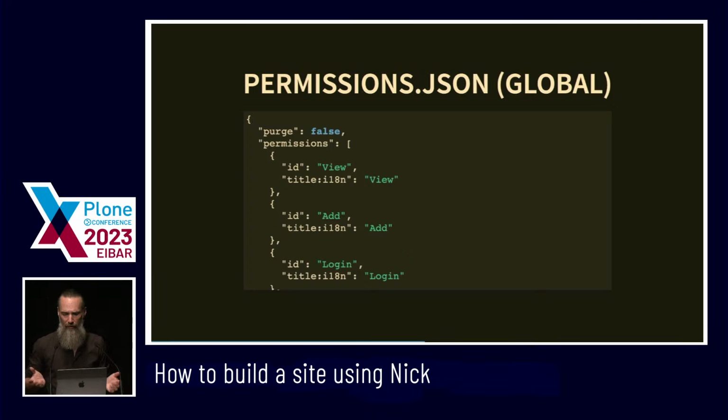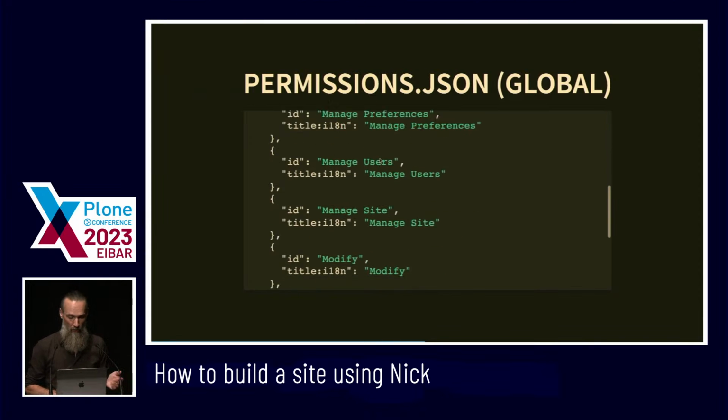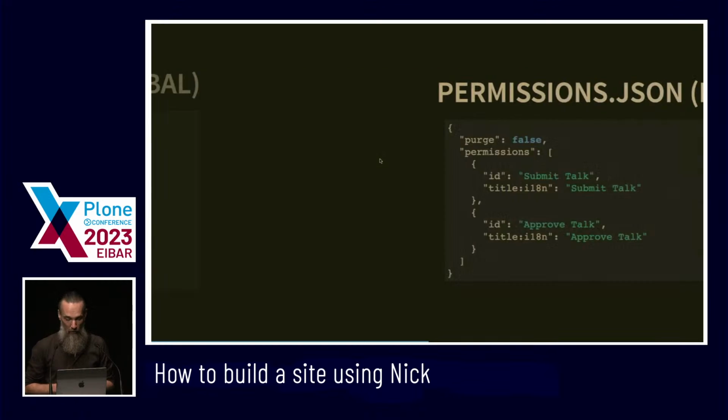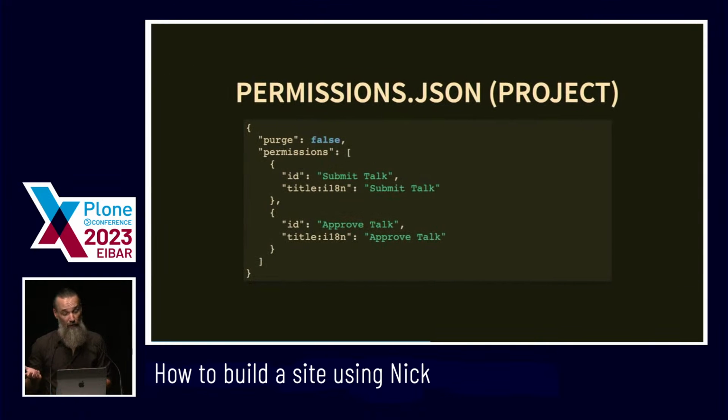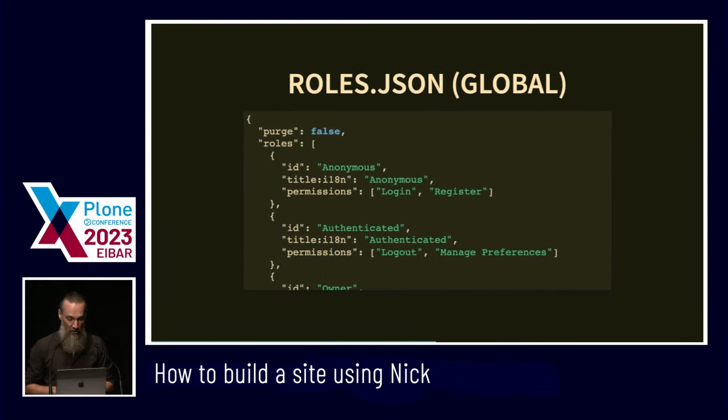So we have permissions, which we can define. By default, these are already there, so if you add login, logout, etc. And if we want to add new ones, in this case, if we want to have permission to submit a talk or to approve a talk, we will just add permissions in this case with translatable strings.